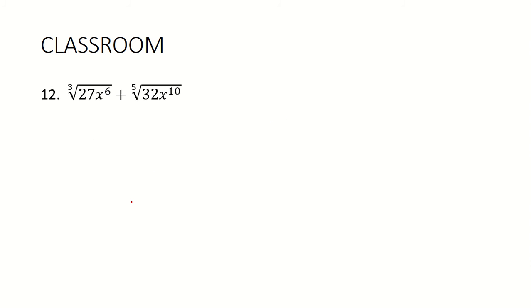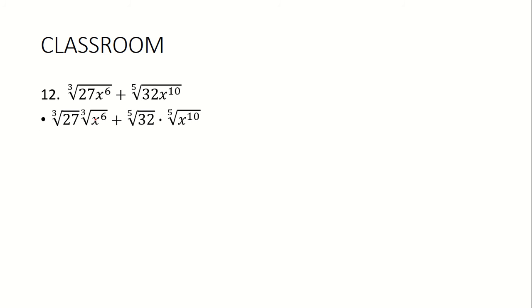Here, all you have to do is distribute that cube root to the integer 27 and to the variable, which is x to the exponent 6. You'll do the same thing in the second term. You will distribute this by giving 32 its own fifth root and giving this x to the exponent of 10 its own fifth root. The cube root of 27 is 3.